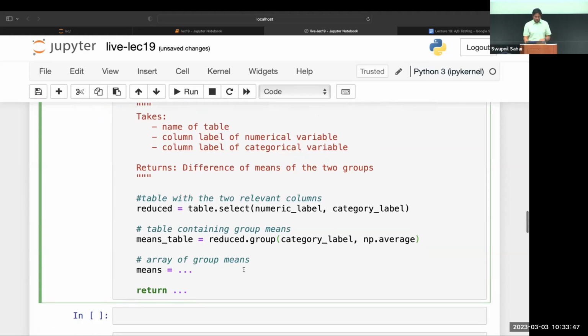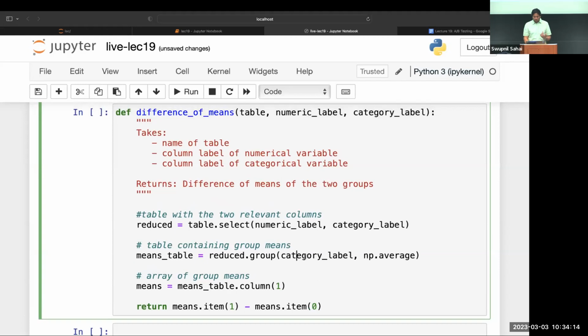And then once I've done that, the last step is to extract just the averages from that table. So we're going to take the means table and just take out the second column because we know the second column is going to have the averages in it. And then finally just return the difference of the means. So means.item1 minus means.item0. So if you look above, this is the same code we just did over multiple cells. We're just putting it all into one thing here.